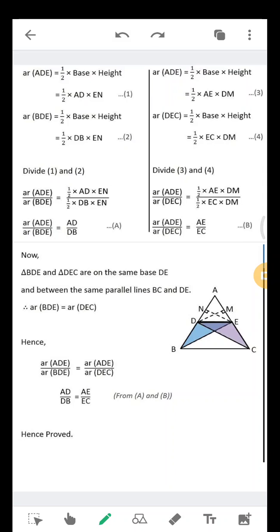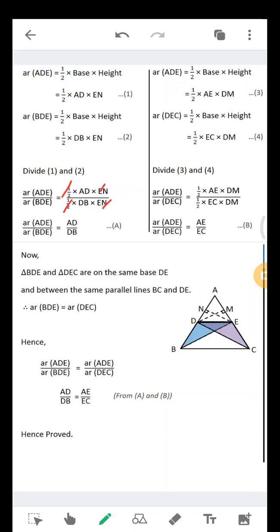Now dividing 1 and 2, that is area of ADE by area of BDE, because we need the ratio of sides, so we are dividing the areas of triangles. What is area of ADE? Half into AD into EN, and area of BDE is half into DB into EN. So I have divided them. Now what can I cancel in this? I can cancel EN, half and half, remains AD by DB.